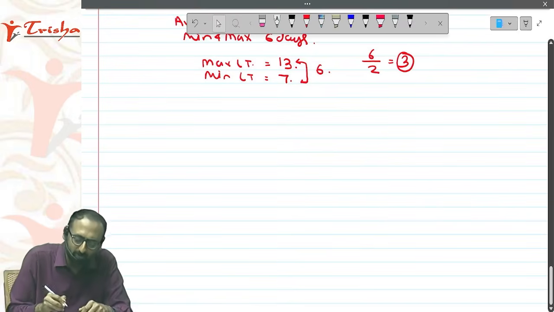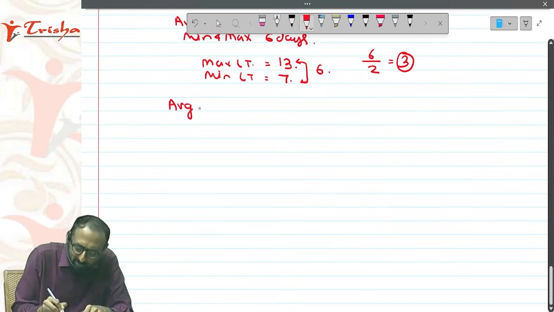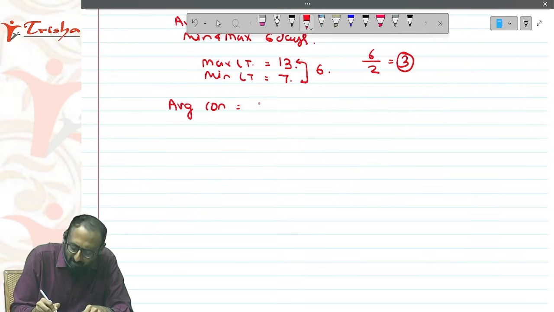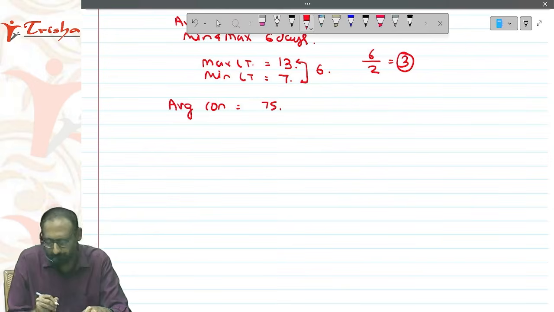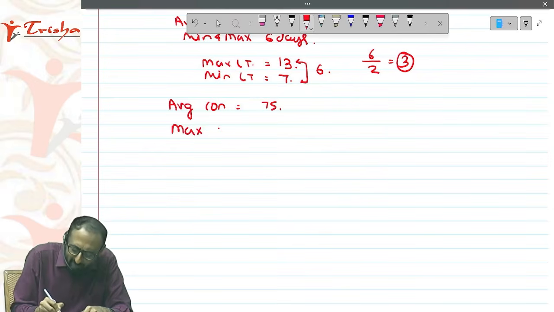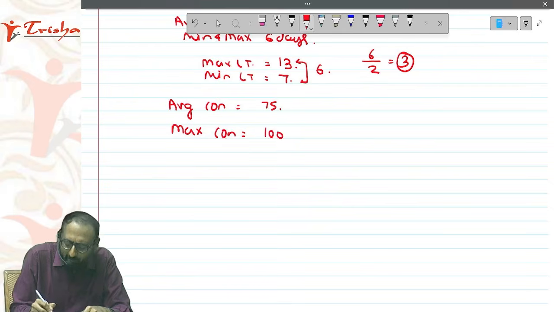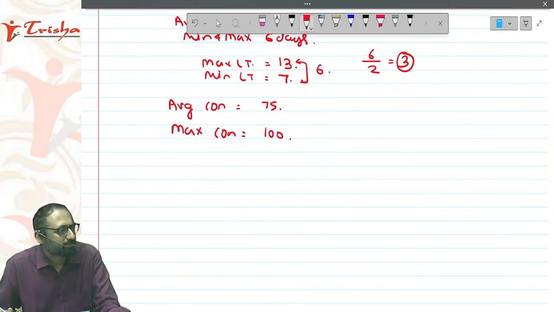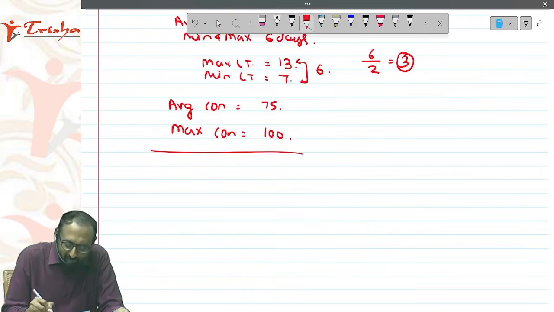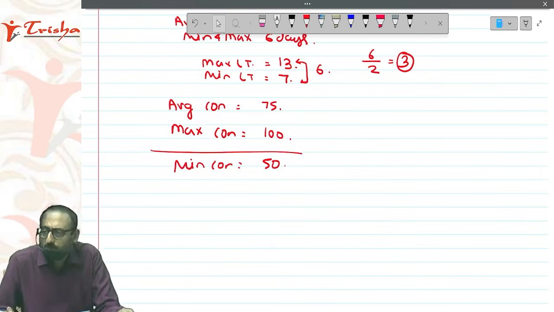Next, a hidden adjustment in this question. Sirji, average consumption is 75 and maximum consumption is 100. Tell me what will be the minimum consumption. No need to calculate, Sirji. Immediately, by looking at this, you can answer. Minimum consumption can be 50. Yes or no? Why?